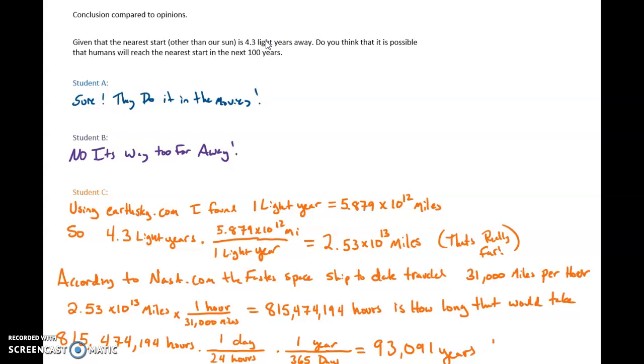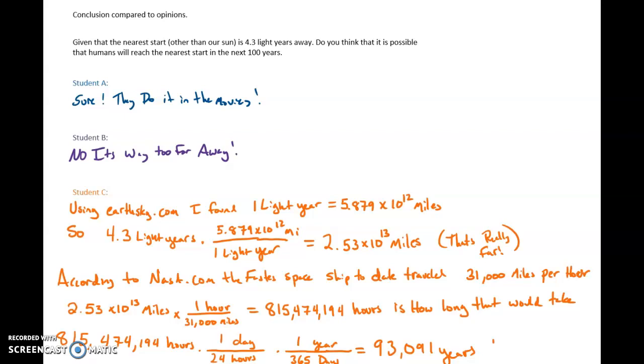We're going to take a look at the following problem. Given the nearest star other than our sun is 4.3 light years away, do you think it's possible that humans will reach the nearest star in the next 100 years? Student A says, "Sure, they do it in the movies." This is an example of what I would call an opinion. The reason I call this an opinion is because it's a statement that doesn't have any reasoning to it. Student B says, "No, it's too far away."